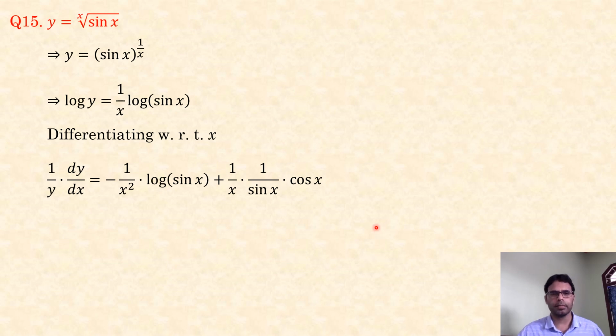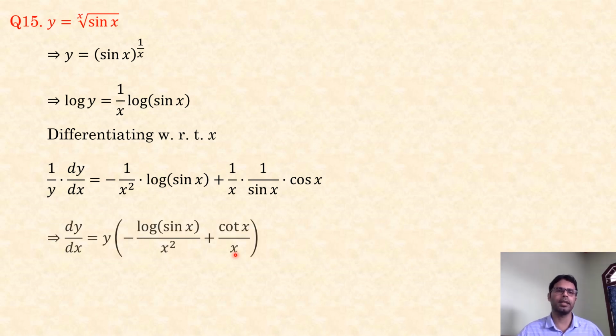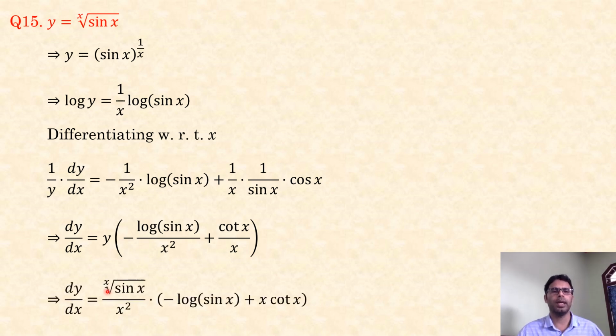Then you take this y as cross product on the right hand side. dy dx is equal to y whole into, this is negative log sin x by x square, then plus cos x by sin x is cot x by x. Lastly, just replace the value of y. y is xth root of sin x. You write there, so xth root of sin x divided by x square, taken common here, and inside it will be minus log sin x plus x cot x. So that is the solution for the question.